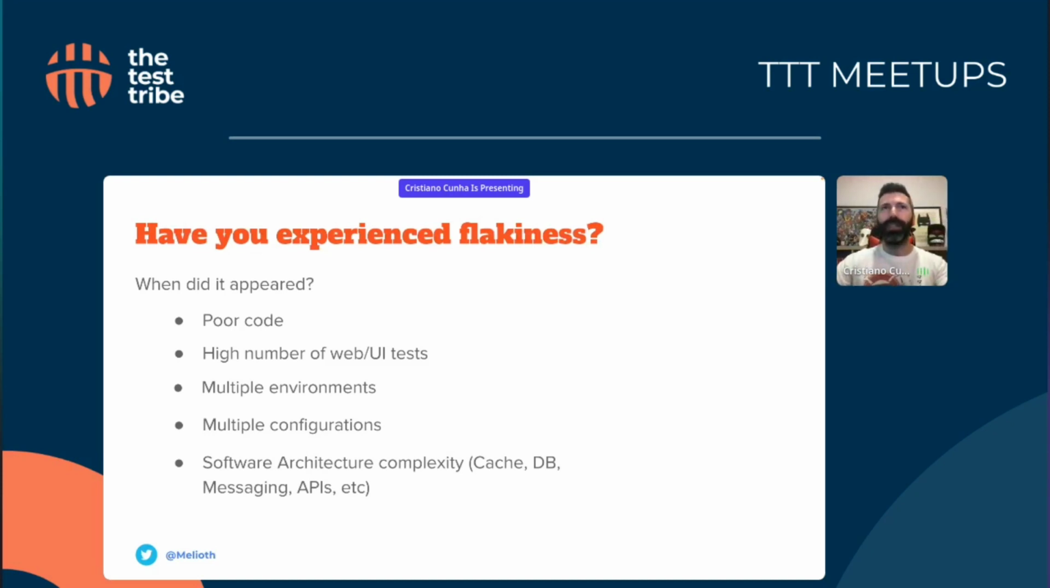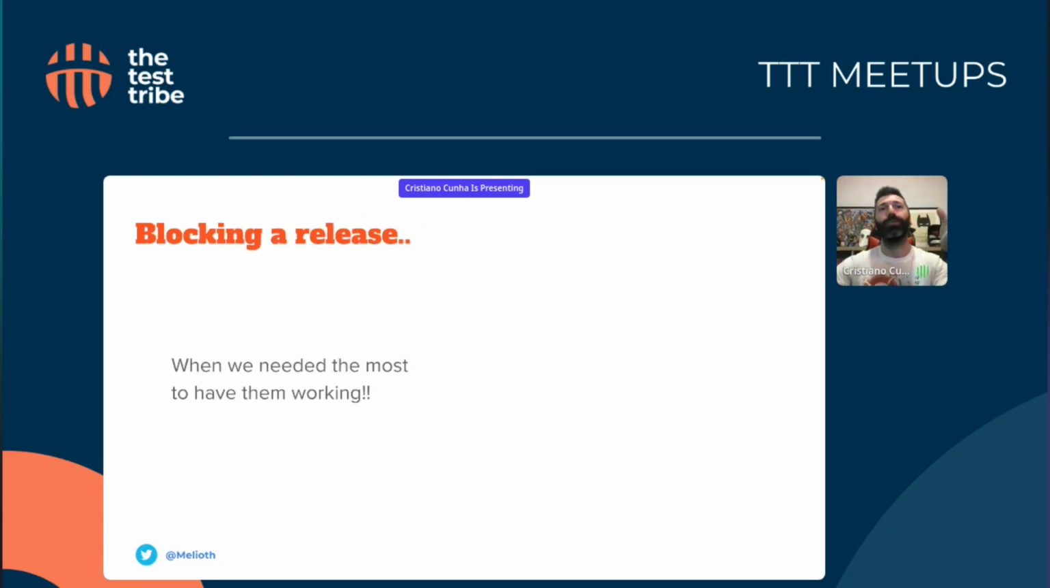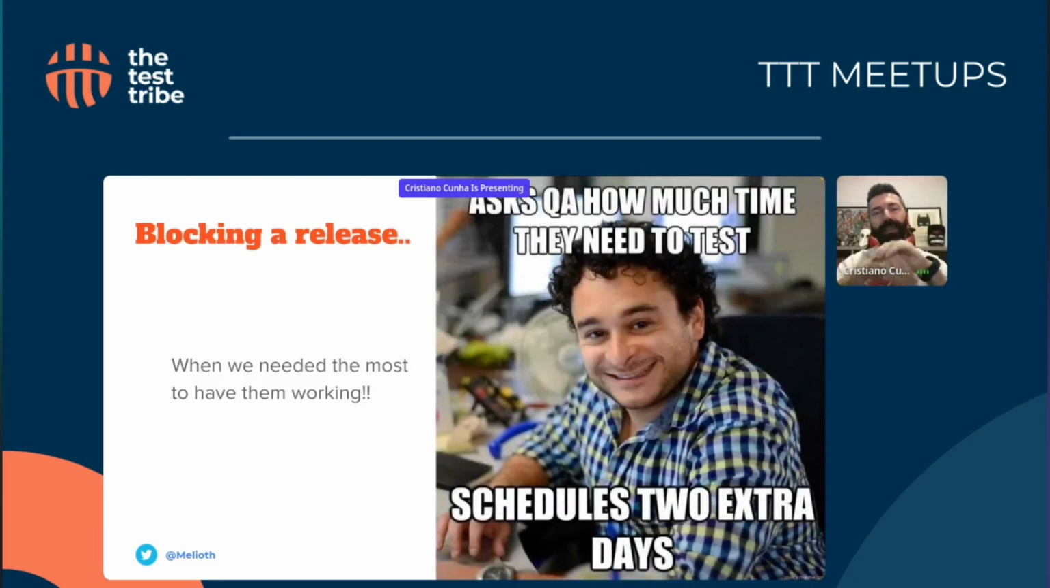And when the flakiness happens, at least for me, it's really when I need the tests working. It's when I want to release that I start seeing flakiness, and that's really, really hard, because it's a test that is failing, and the next run it's not. So will I block the release or not? And then we have a hard time searching for it.